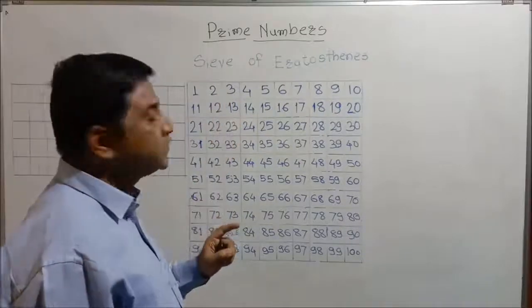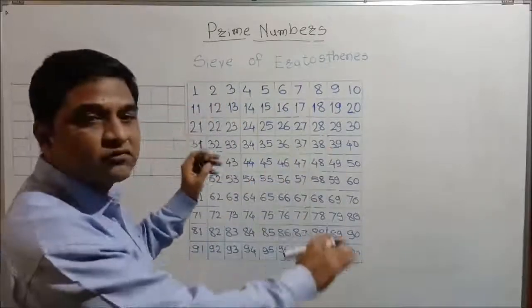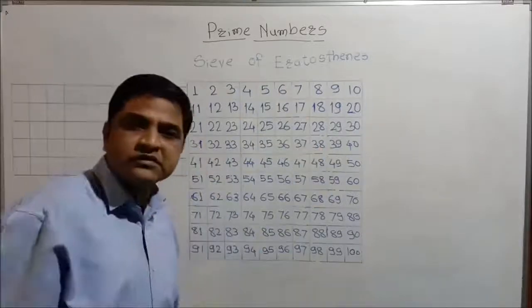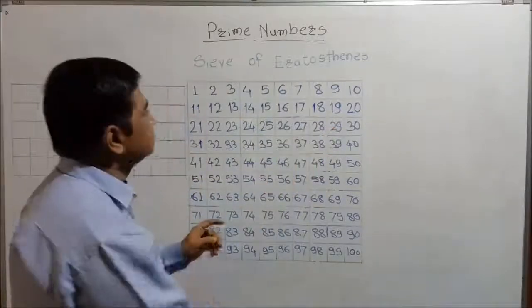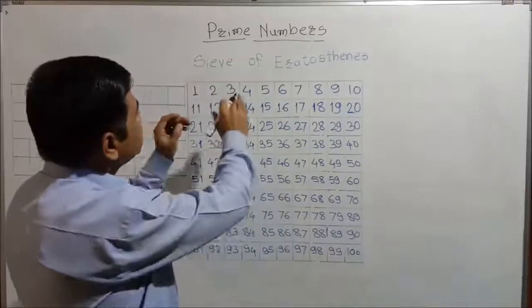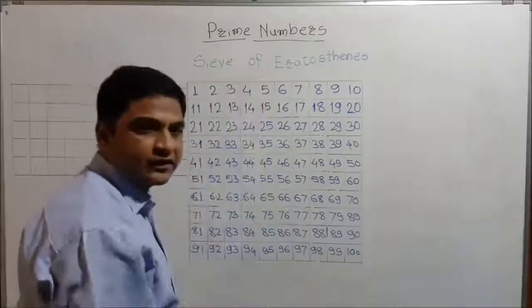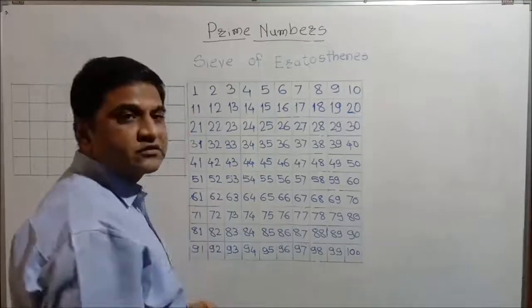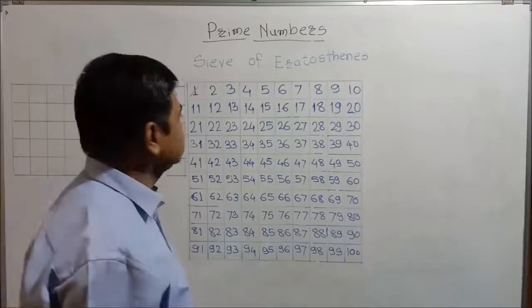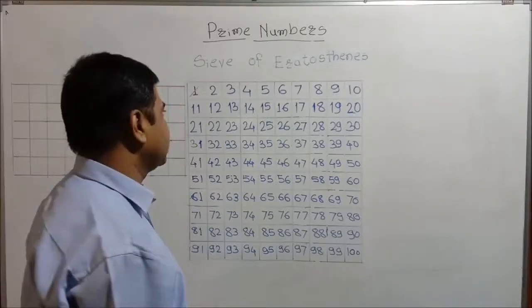Now in this method, what we are going to do is write down a sequence of numbers in a grid. For example, I have written the numbers from 1 to 100. So we are going to find out prime numbers from 1 to 100. First thing first, we are going to cut 1 because 1 is neither a prime number nor a composite number. It has only one factor, 1.